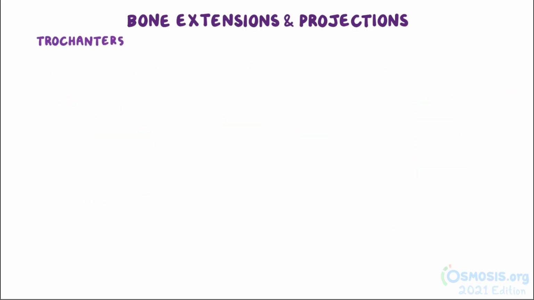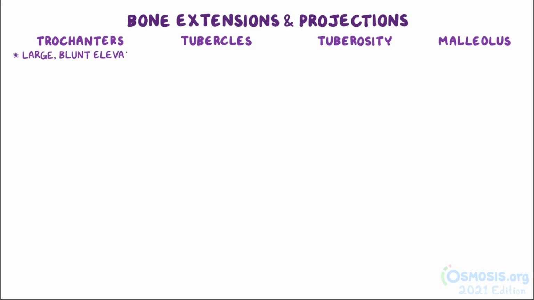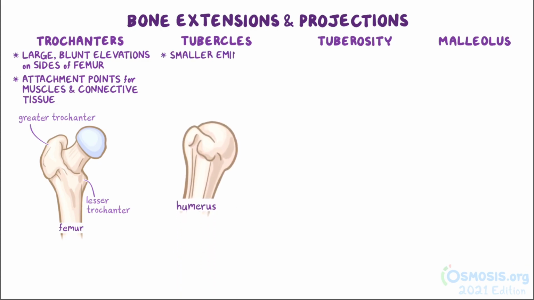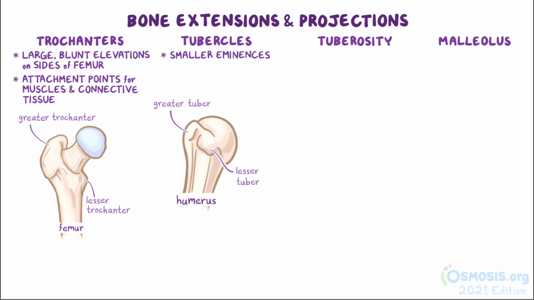Next are trochanters, tubercles, tuberosities, and malleoli, which describe rounded, somewhat similar bumps. Trochanters are large, blunt elevations that lie on the sides of the upper end of the thigh bone, called the femur. These trochanters are called the greater and lesser trochanters and serve as attachment points for muscles and connective tissue of the lower limb. The humerus has similar but slightly smaller eminences called the greater and lesser tubercles of the humerus.